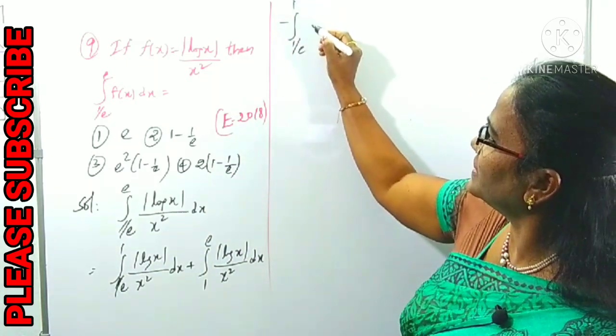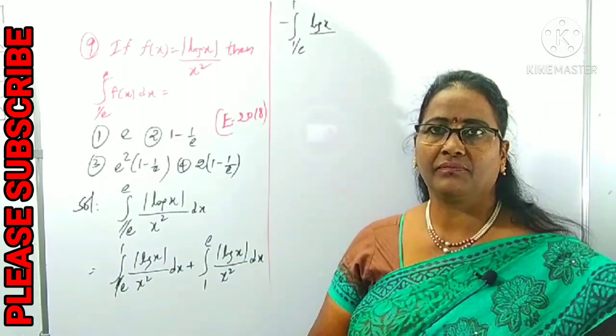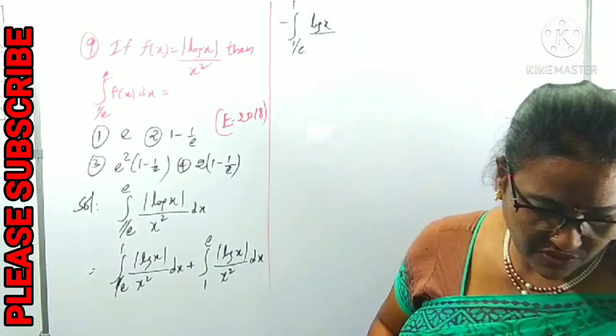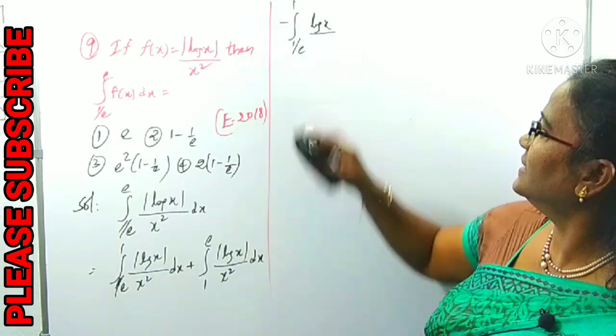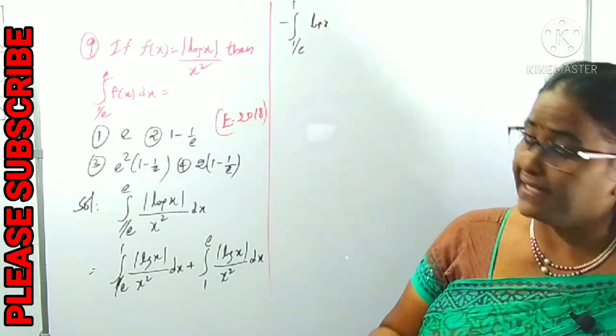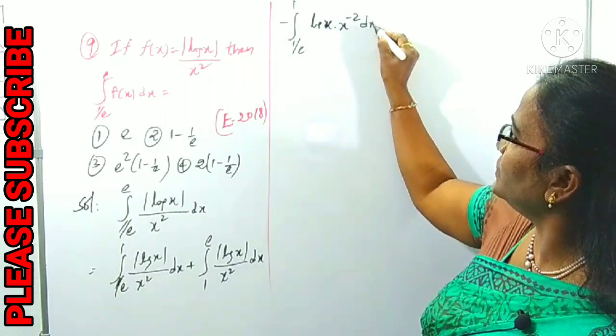So for the first integral from 1 by e to 1, it is minus of log x by x square. Okay, log x by x square. By x square I am writing x power minus 2.